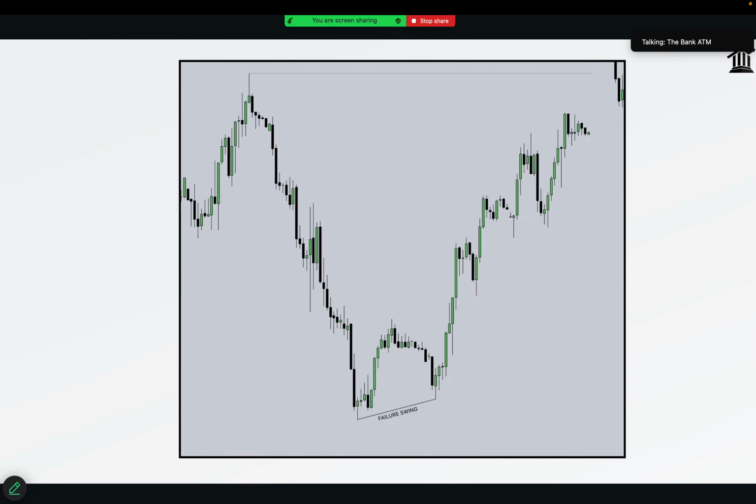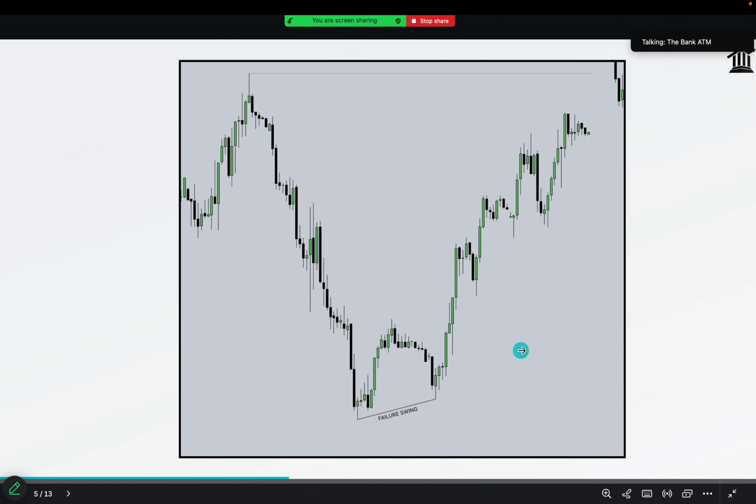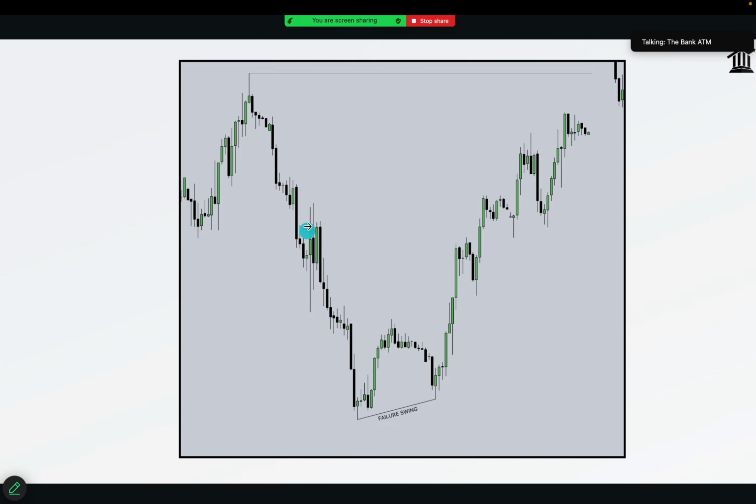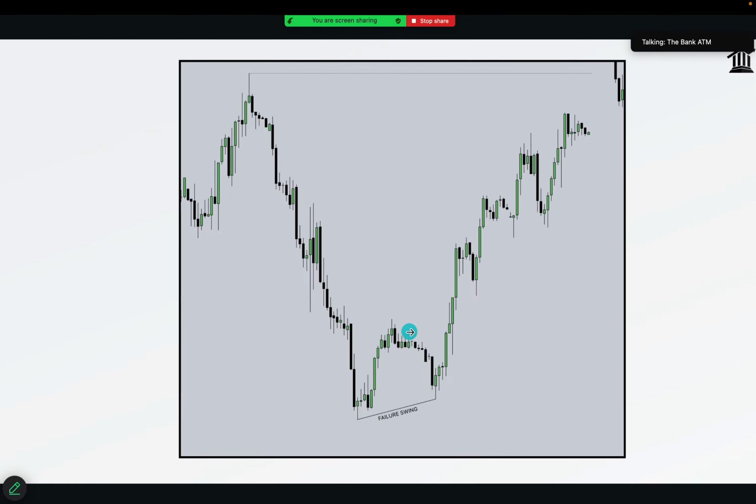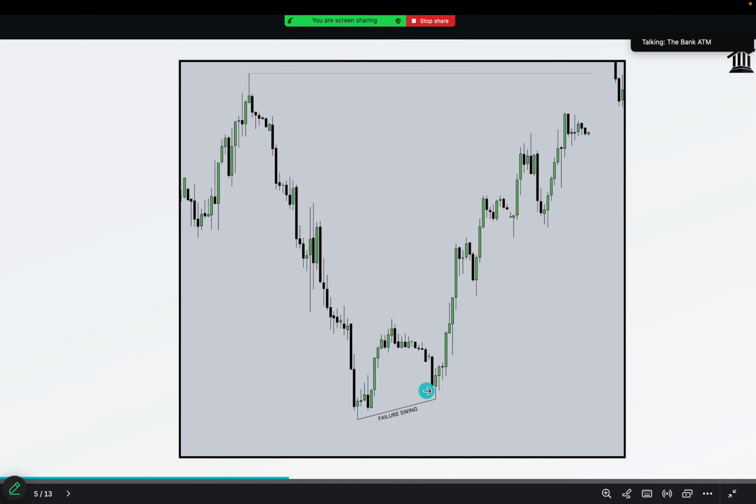This is not as common, but it still does happen, and it's quite important to know about. In this example, a sharp low is going to get put in, and then price is going to recover quite sharply, and then you might see quite a deep retracement. Typically, the way you know it's a failure swing, there are two ways.